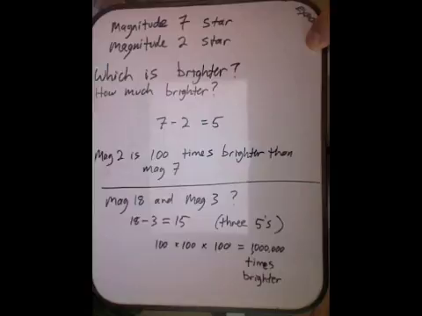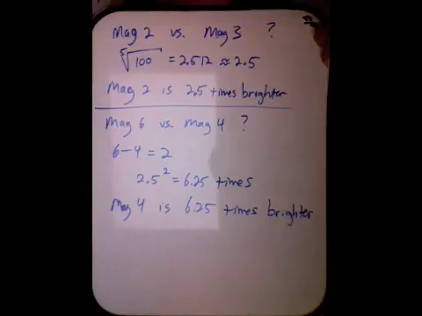But what if the difference in magnitude isn't a convenient multiple of 5 like that? Well, what about a magnitude 2 versus a magnitude 3? Well, mathematically the way you have to do this is you have to find out what the 5th root of 100 is. And I'm not going to expect you to ever do that, but it happens to be roughly 2.5. So a magnitude 2 star is roughly 2.5 times brighter than a magnitude 3 star. Each difference of one magnitude corresponds to a factor of 2.5 in brightness.